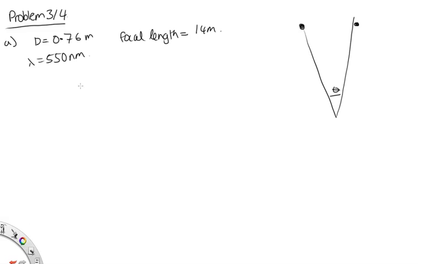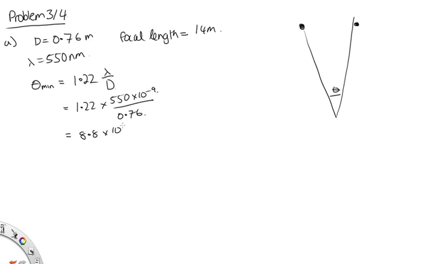Well, we'll need to use the Rayleigh criterion again. The minimum separation they can have and be resolved is given by 1.22 lambda over d. So this is equal to 1.22 times 550 times 10 to the minus 9 over 0.76. Solving this on the calculator, we end up with 8.8 times 10 to the minus 7 radians.